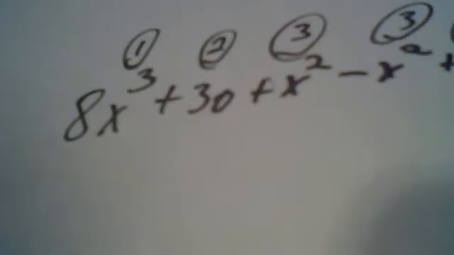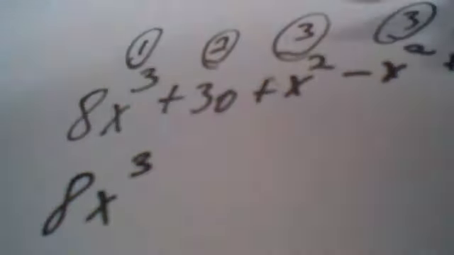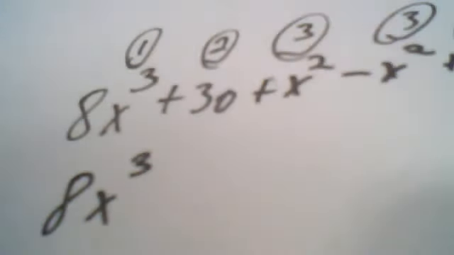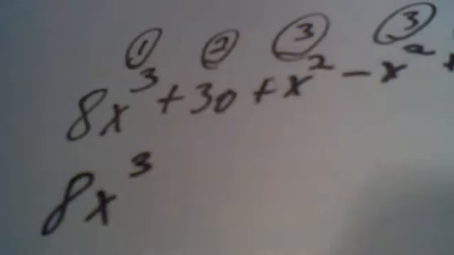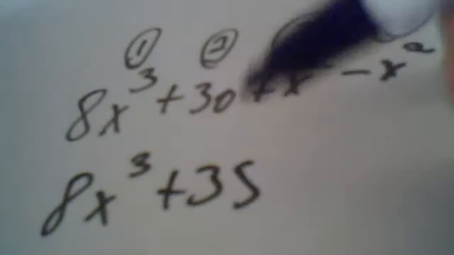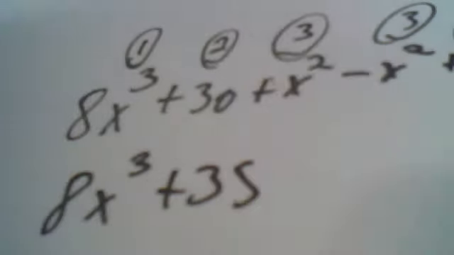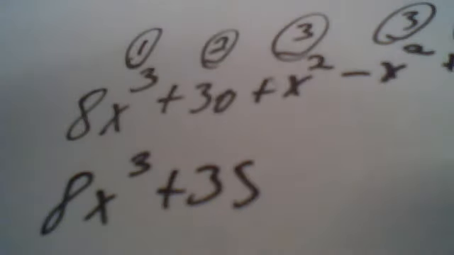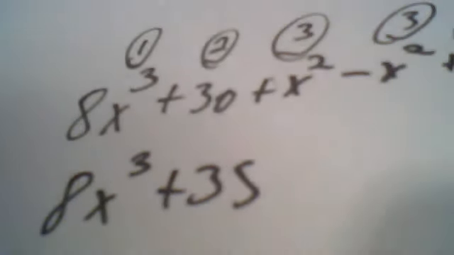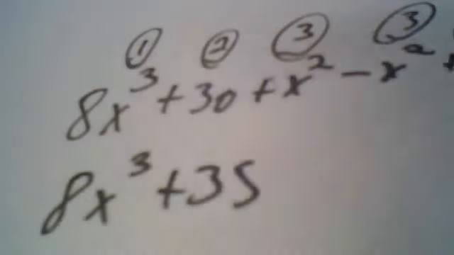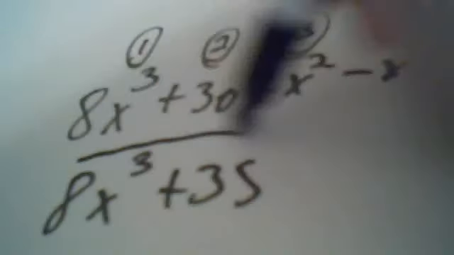So basically, we just add everything together like we've been doing. Since there's no other ones, we say that's 8x cubed. Since there's two cards that go in stack 2, we add those together. 30 plus 5 is positive 35. And these x squareds, they cancel out because of the negative. So the simplified version of this would be 8x cubed plus 35.